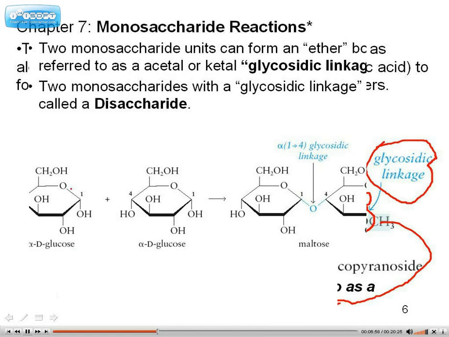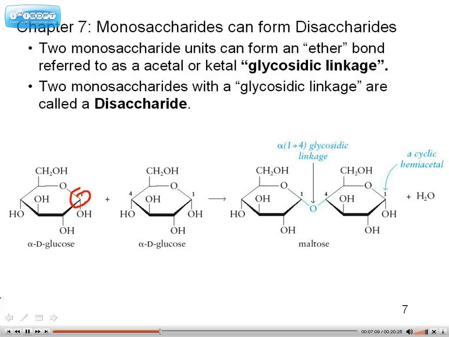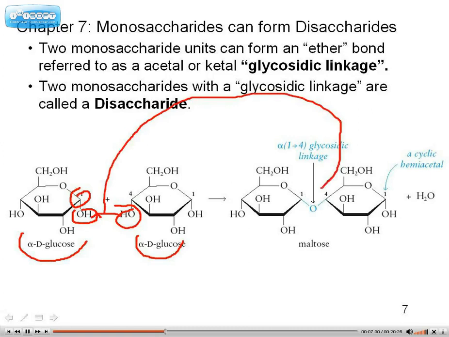So, in this case, we have an ether reaction. We call this a glycosidic linkage. It requires two monosaccharide glucose molecules. The first one's going to be the alcohol on the anomeric carbon, and then we have carbon 4 that's going to react. These form a brand new ether, and the fancy biochem term again is glycosidic linkage.